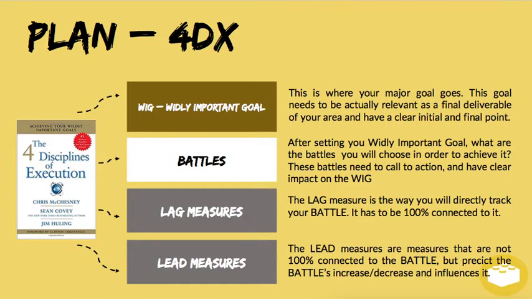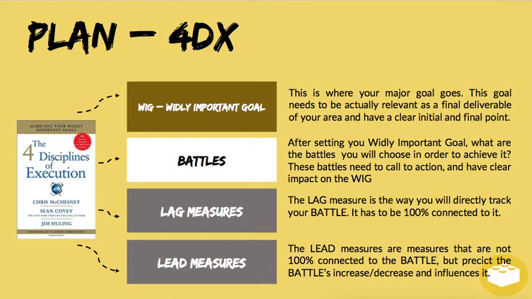The first thing is the WIG. Our WIG, which is our widely important goal, is our objective, so where we want to achieve. Something very important about the WIG is that it has to be very clear, and it has to have an A point and a B point. So I want to go from here to here. Then, when we talk about battles, the battles are the things I'm going to work for, the things I'm going to fight in order to achieve my WIG.